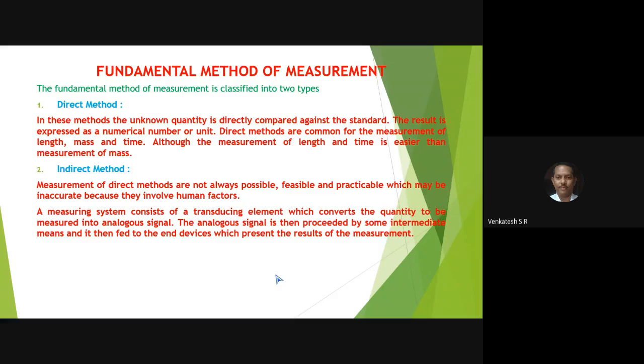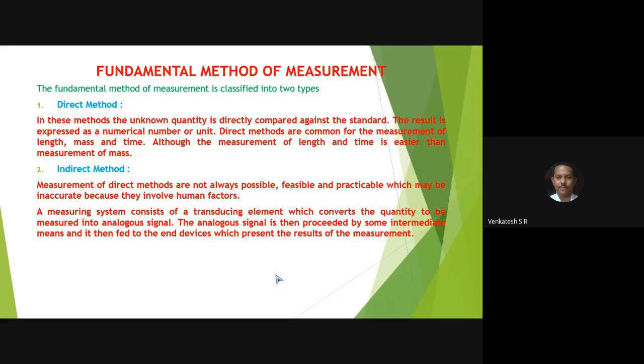Direct method, indirect method. A good example is measurement of the length of the shaft. How do you measure? You take the steel scale, keep it on the shaft and measure the length. The first end of the shaft coincides with the zero graduation on the scale. The other end coincides with the length of the shaft.